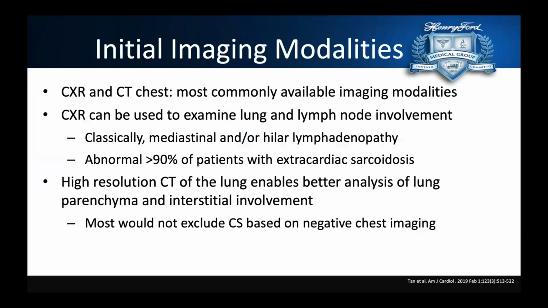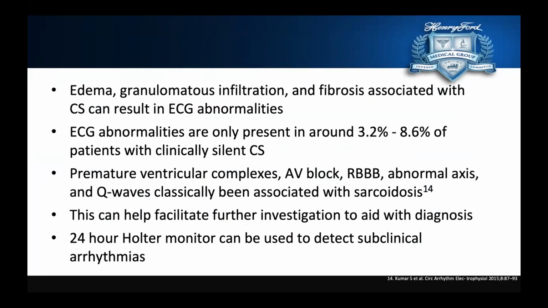Now, initial imaging modalities, ones that are readily available, we can always start out with a chest X-ray and CT chest. You look at your lung and lymph node involvement, mediastinal and hilar lymphadenopathy, which is actually abnormal in greater than 90% of patients with extracardiac sarcoid, and of course, high resolution CT. Now, most would not exclude cardiac sarcoid based on negative chest imaging. So we can always move forward and also look at ECGs.